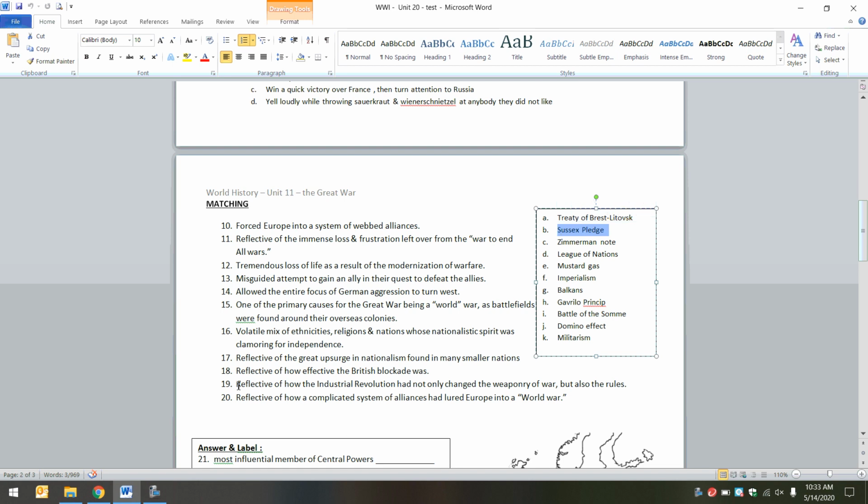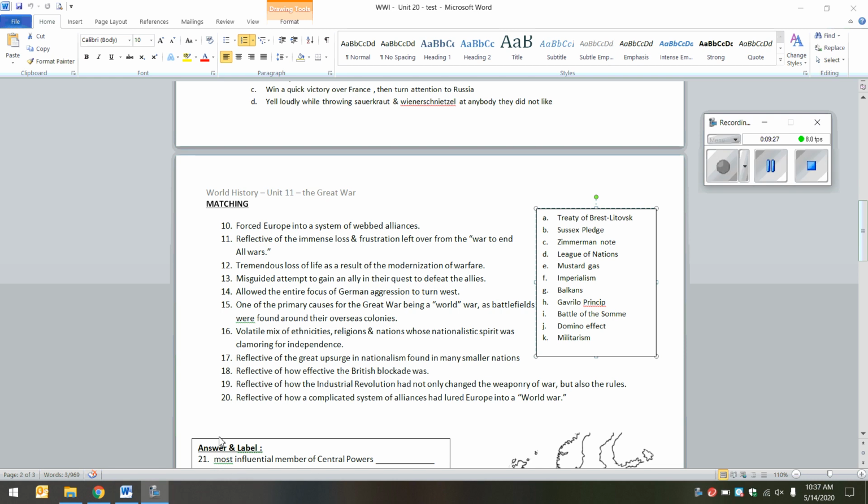Okay, a good example of how the Industrial Revolution, so think technology change, not only changed the weaponry of war, but also the rules. Mustard gas. You can make it in a lab. Not only can you make it in a lab, but you can change rules and kill people with poison gas.